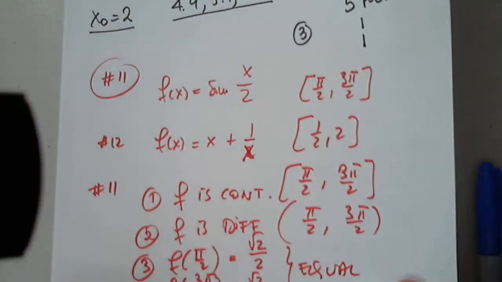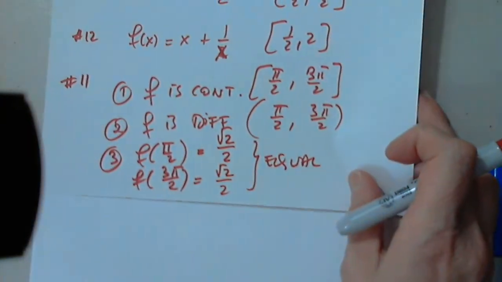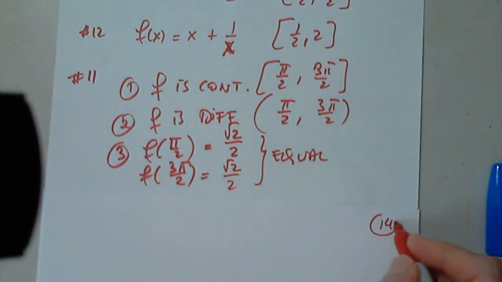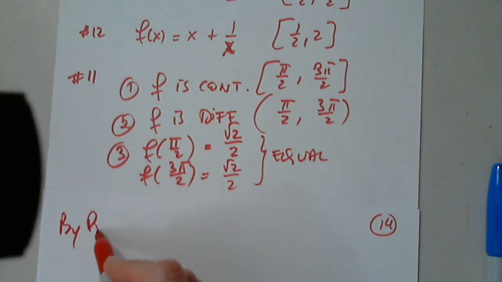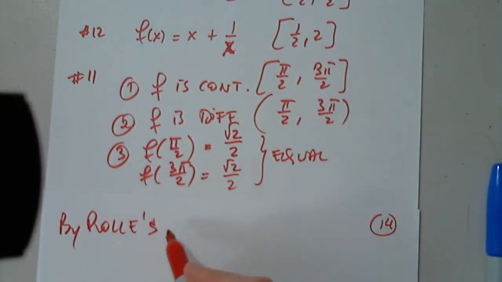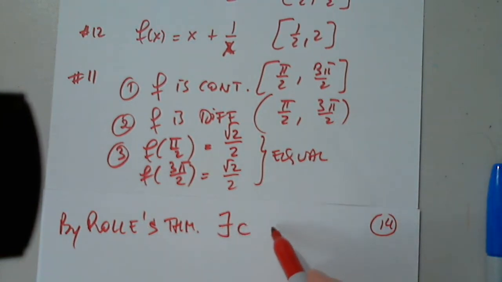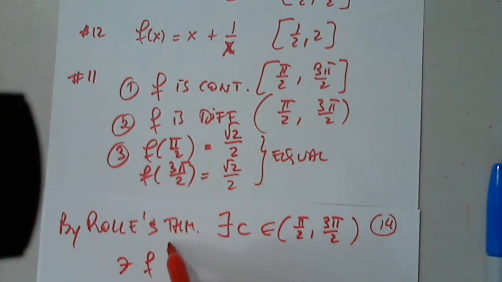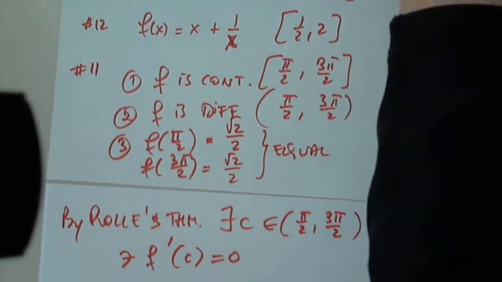Because of 1, 2, 3, Rolle's theorem is applicable, and I will write that by Rolle's theorem, there exists a C in the open interval pi over 2, 3 pi over 2, such that f prime of C is 0. Okay, so I'll find f prime of C.